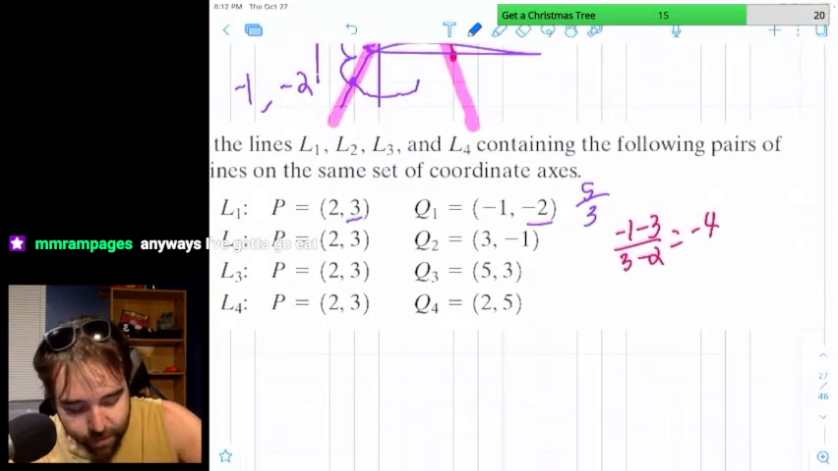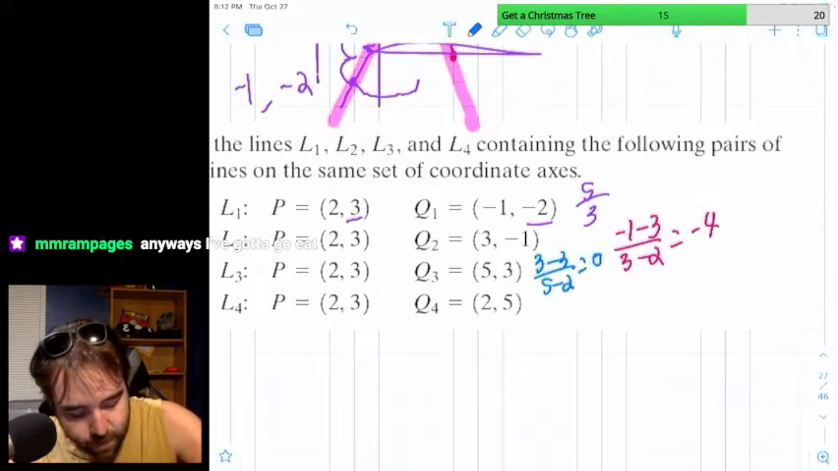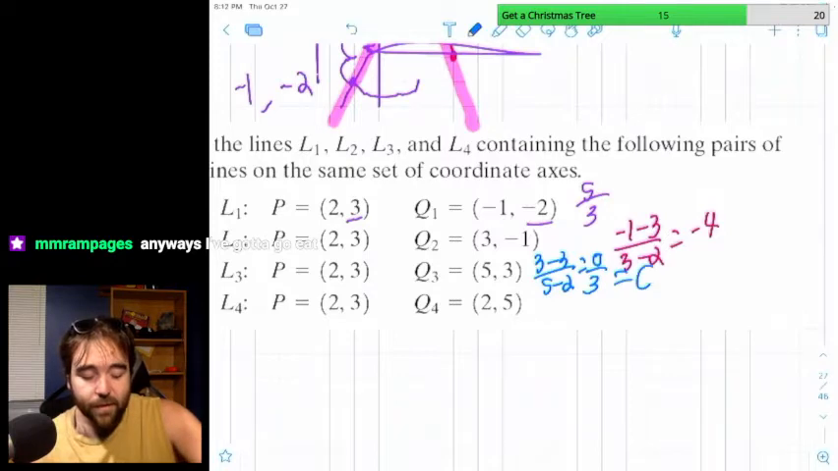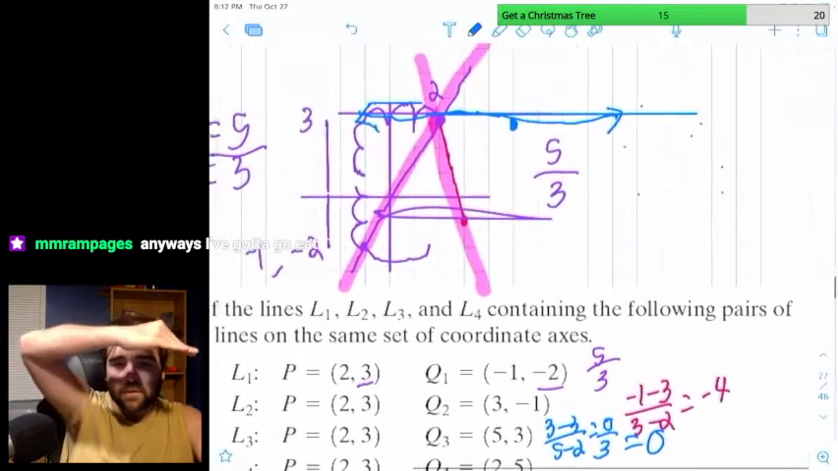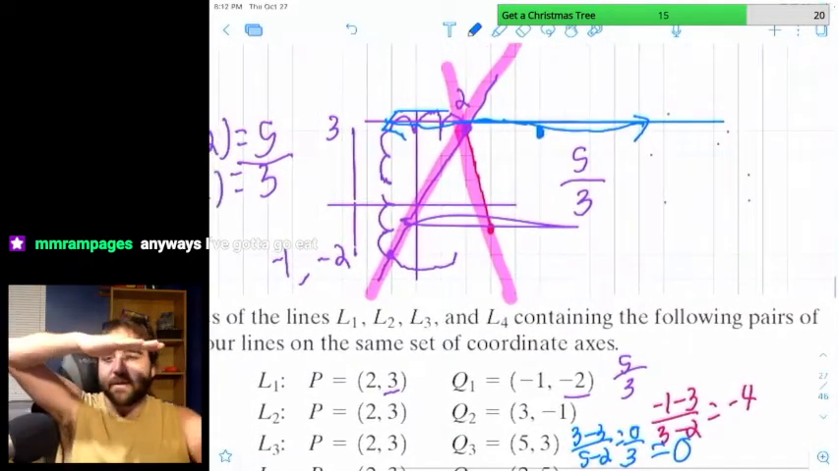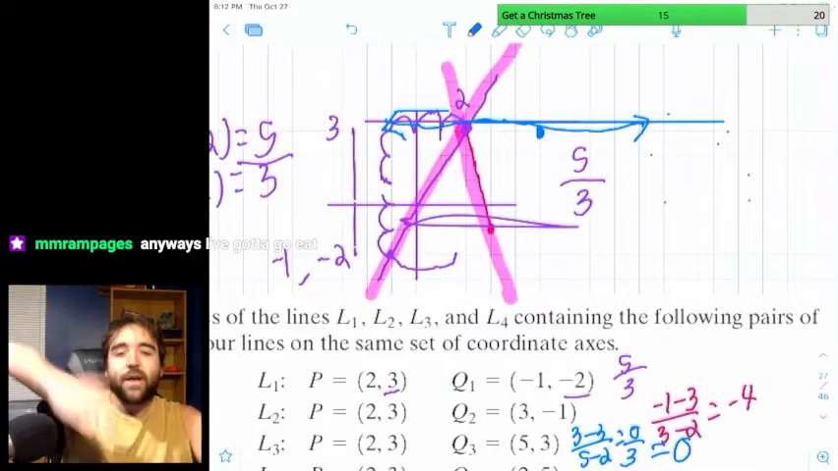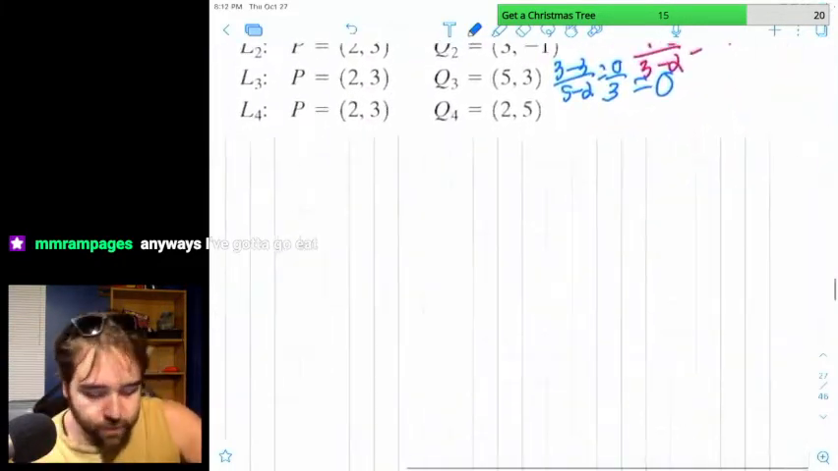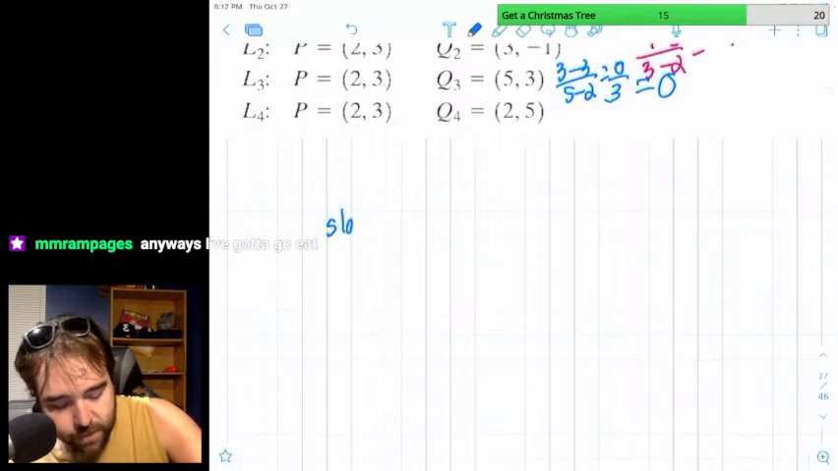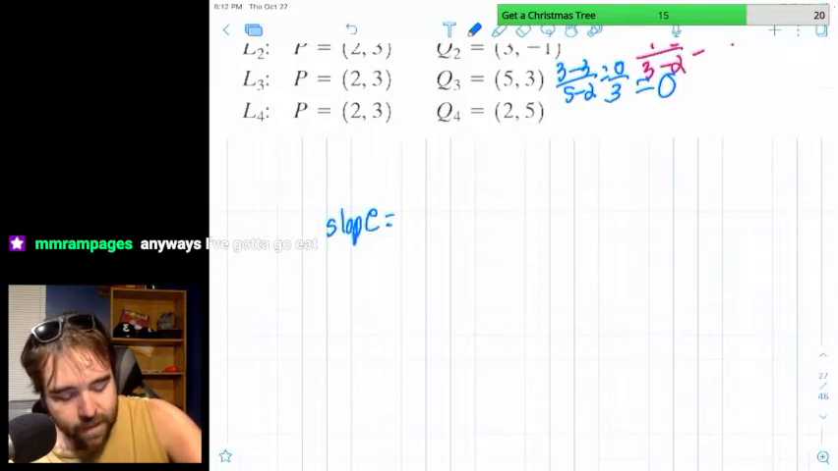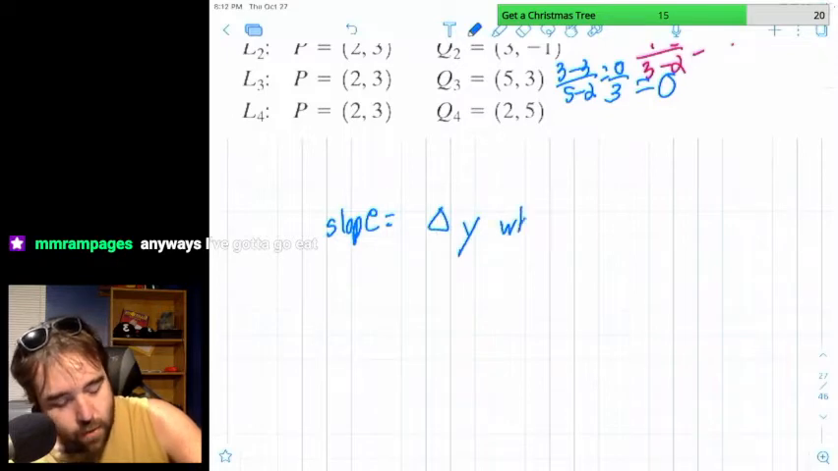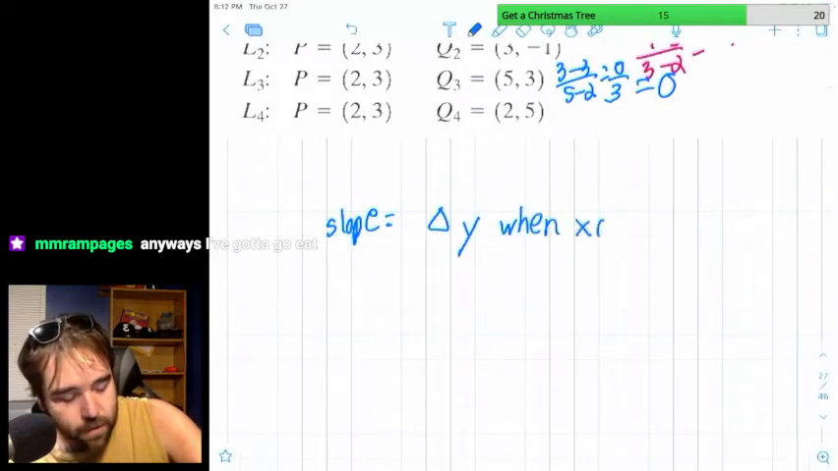And so we can show that with the math too. 3 minus 3 over 5 minus 2. 0 divided by anything is 0. So the slope of a horizontal line is 0. And that makes sense because the y isn't changing. Because what is the slope in the first place? I think the real way to think about slope is that slope is how much y changes. It's the change in y when x changes by 1.